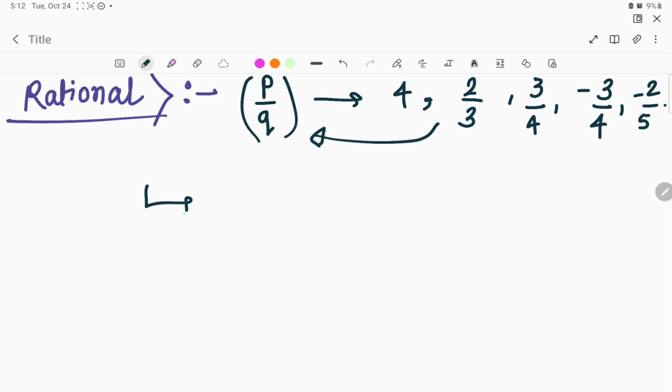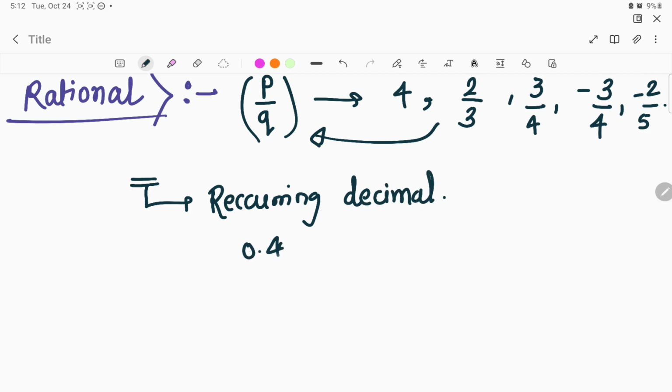Other than this, we have studied that recurring decimals are also examples of rational numbers. Okay, examples like 0.444, 0.33333. These are actually endless repeating digits. So these were a few examples of rational numbers. I hope you have cleared the concept of rational numbers. If you have any kind of doubt, you can let me know in the comment section.